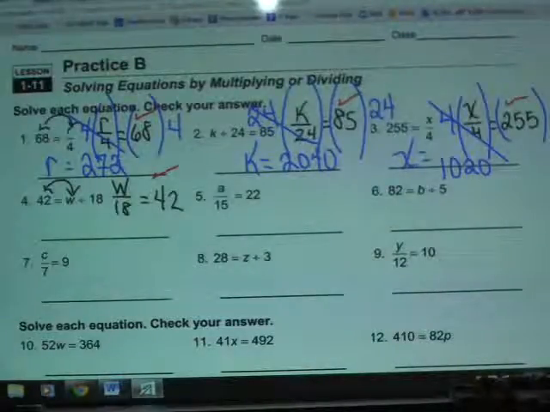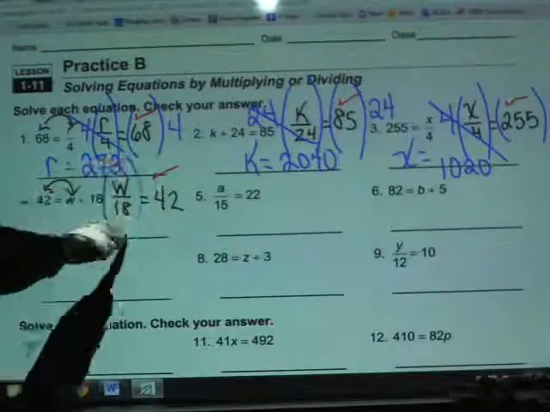All right, finally we'll look at number 4 there. W over 18 equals 42. So right now this says I'm dividing by 18. So the opposite, which is what I'm going to have to do because that number needs to get kicked over to the right side, I'm going to multiply by 18.